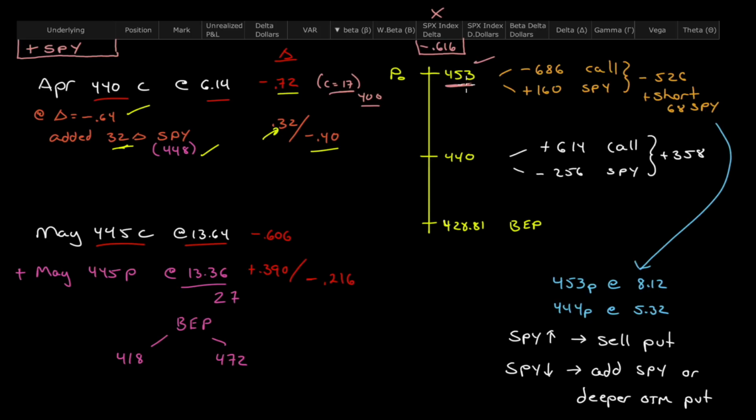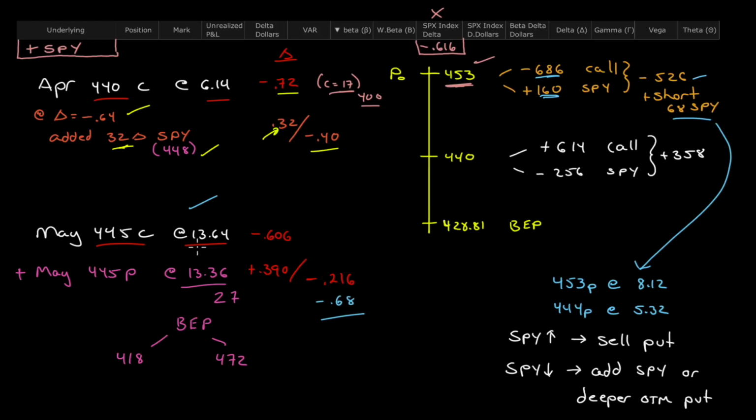If the index finishes at 453 at expiration, here's the situation. I lose 686 on the call, but I offset it with 160 on the underlying because I have 32 shares. That would be a $5 move. So I lose 526, and if I let them expire, I would end up with a short position of 68 SPY, which would give me 68 delta, which I would then add to the May position. So this would be another negative 68 delta on this.